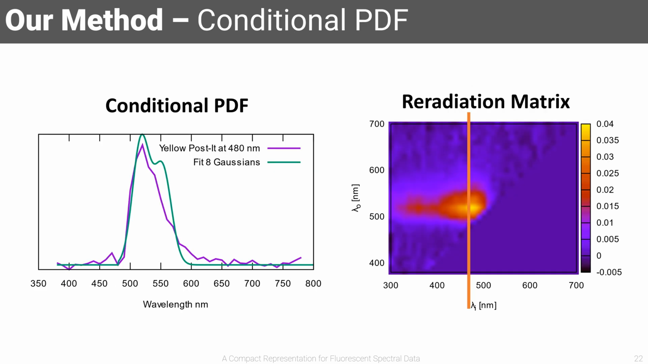And here is an example of the conditional PDF compared to the yellow fluorescent dataset, shown in the purple curve. The green curve is the expected distribution of the re-emission wavelengths when the material is irradiated at 480 nanometers. Notice the measurement noise present in the original data lowers the highest value of the PDF after normalization.